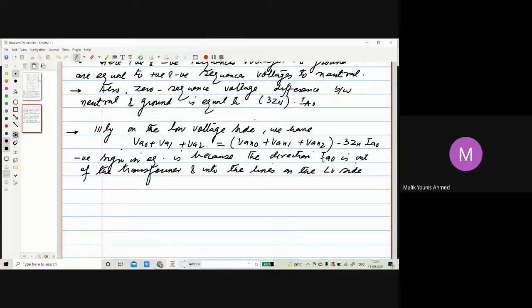Voltages and currents on both sides. So this is about the low voltage side. Similar to what we have done, the only difference is that we have taken 3Z Ia naught because that's the voltage there on the low voltage side for the zero sequence. Current will be flowing, so that has to be taken negative because the other side was taken positive. So this will be taken as negative.